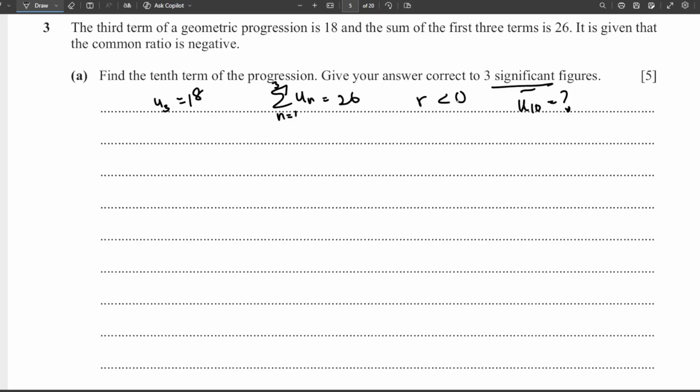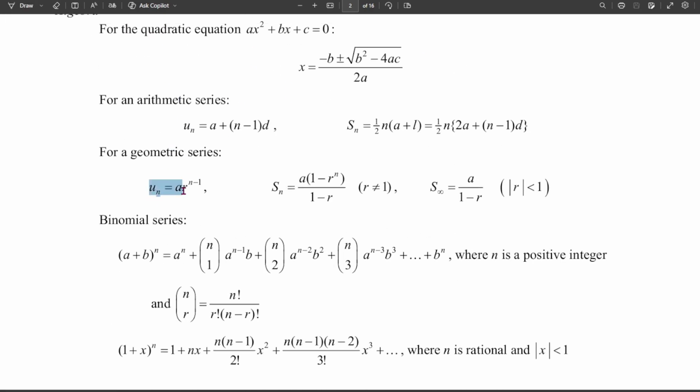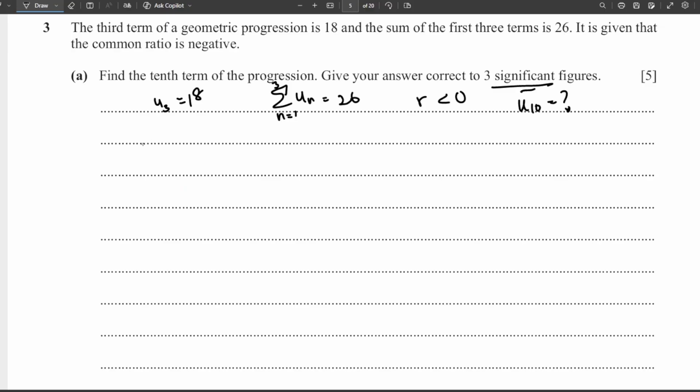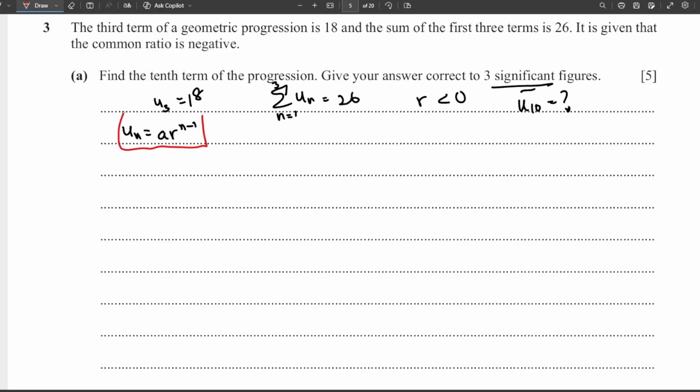So let's try and see what information we can work out here. Obviously first we need to find the ratio, right? For a geometric series, you can use the formula sheet here, the MF19. For a geometric series, un is a multiplied by r to some power. A is the first term, r is the common ratio, so we need to find those two. Let me just write down that formula. Un equals a r to the n minus 1. So this is our governing formula for a geometric progression.